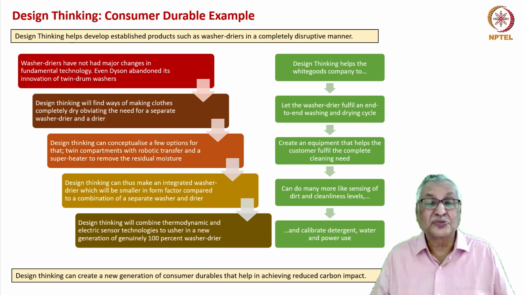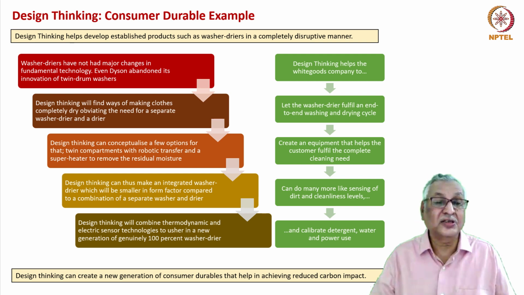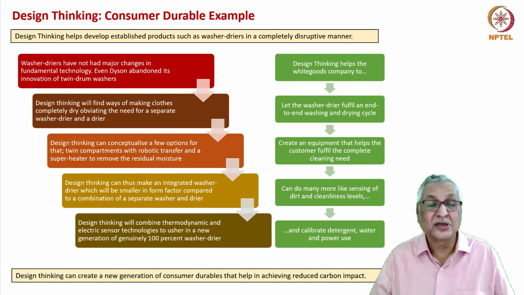Design thinking can conceptualize a few options for that: twin compartments with robotic transfer, or a superheater to remove the residual moisture. Design thinking can thus make an integrated washer dryer, which will be smaller in form factor compared to a combination of a separate washer and dryer. Design thinking will combine thermodynamic and electric sensor technologies to usher in a new generation of genuinely 100% washer dryers.